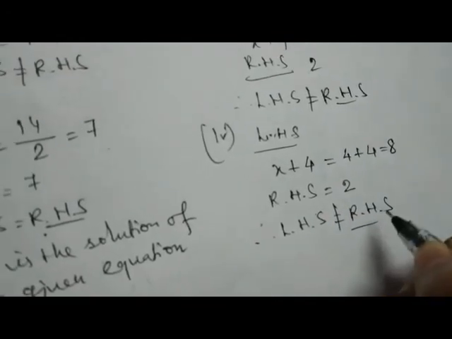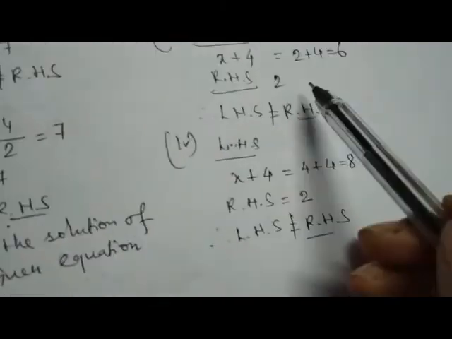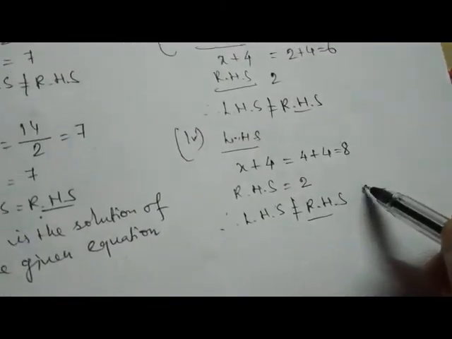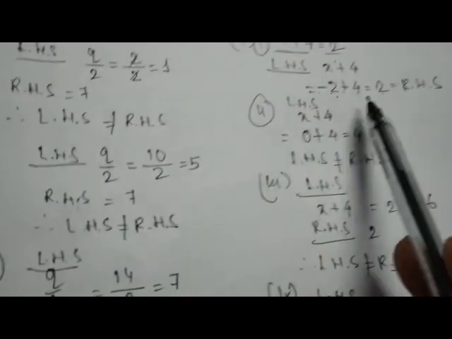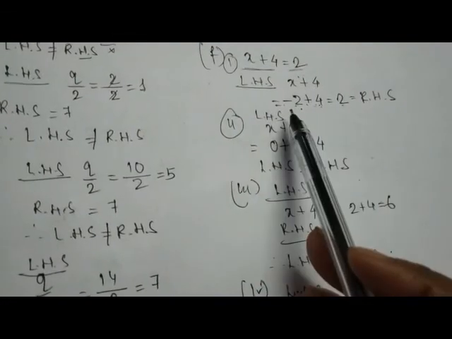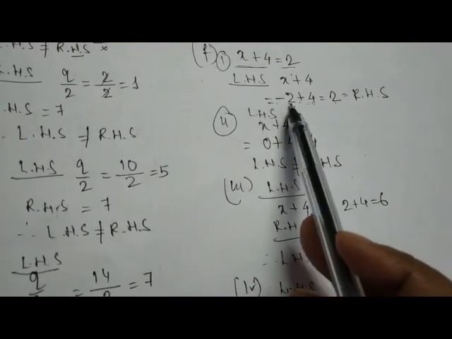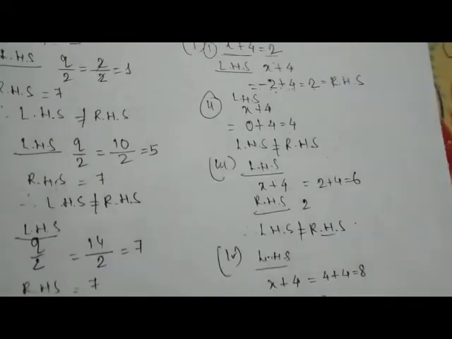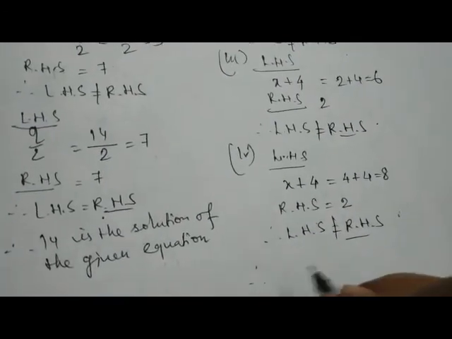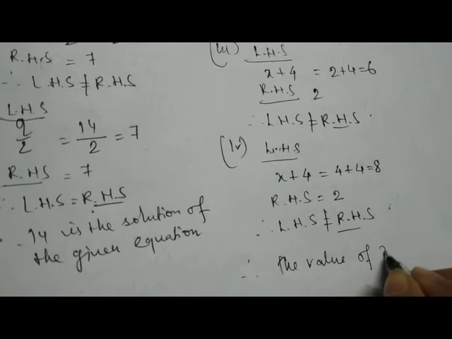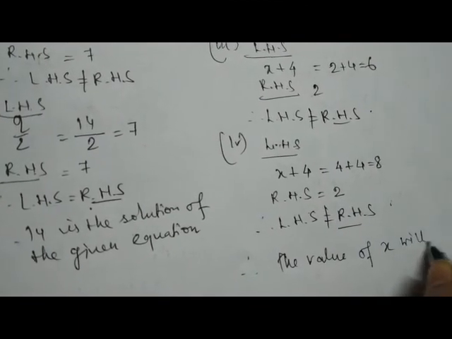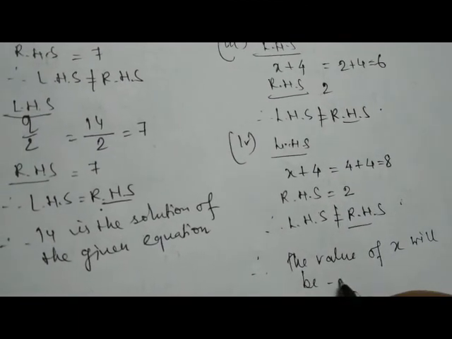So what we have seen here is that this is also not the solution of the given equation, and this also. Only in the first one we have seen that this is the solution of the given equation. That means the value of x will be minus 2. So here we will write the value of x will be minus 2.